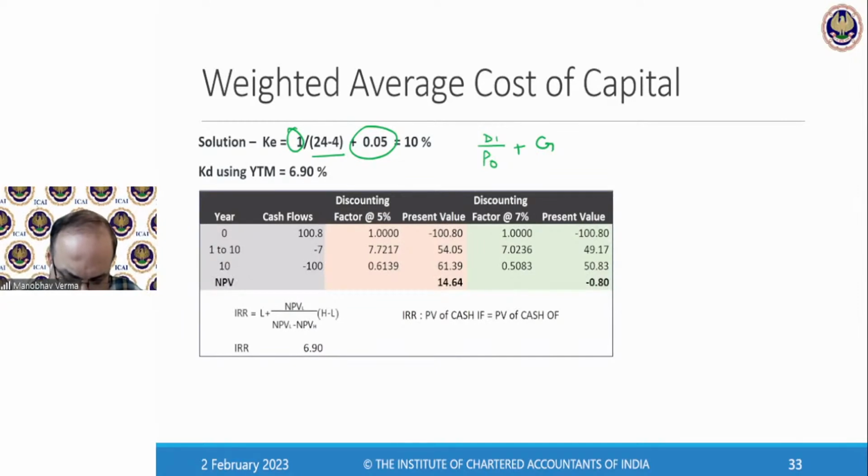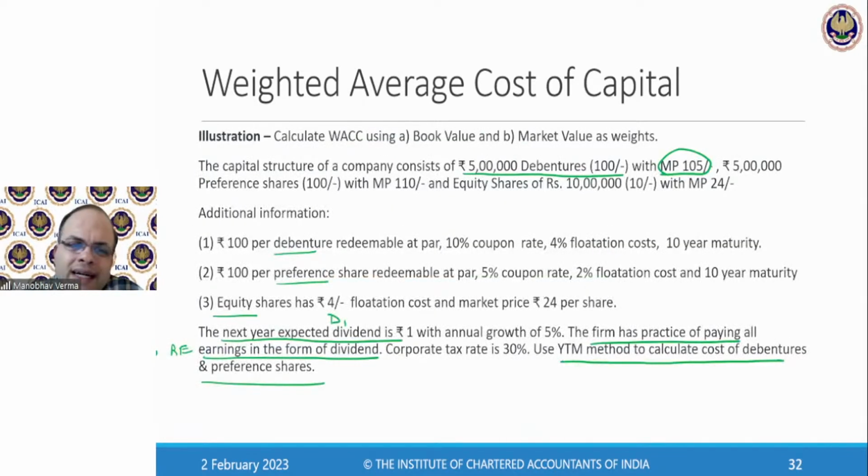Abdul, it is more of a yield to maturity. Yield to maturity, YTM. Okay. Now we calculate cost of debt, guys. Now cost of debt, they've given some information here. 100 per debenture, redeemable at par, 10% coupon rate, 4% flotation cost and 10-year maturity, but we have to calculate YTM.